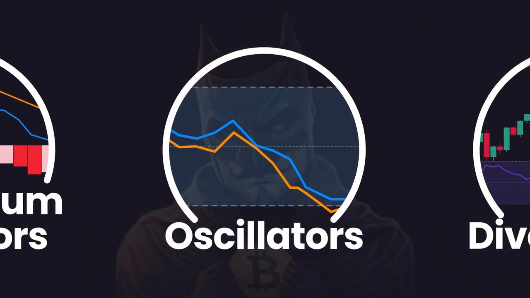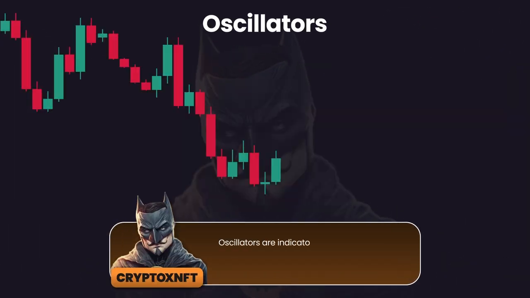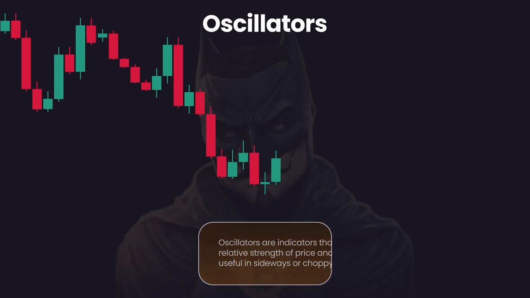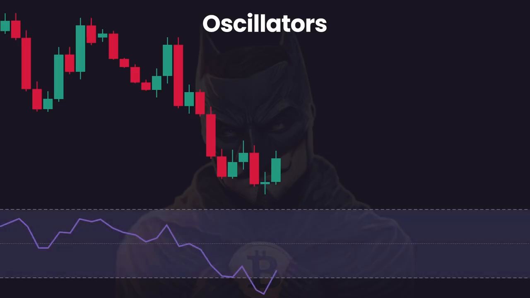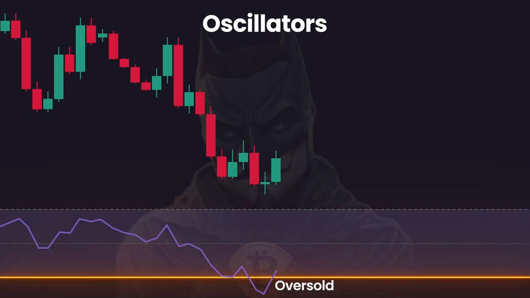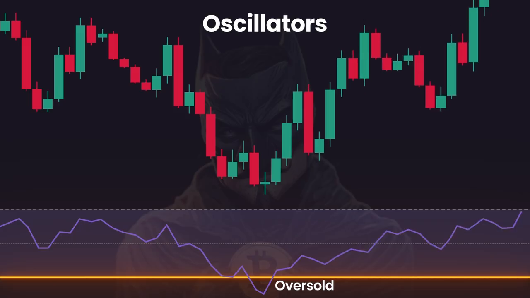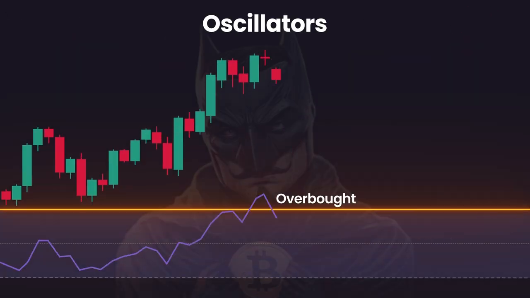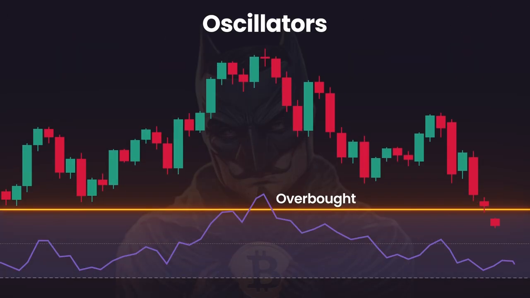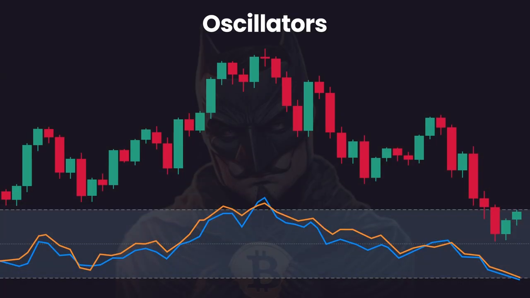Oscillators. Oscillators are indicators that measure the relative strength of price and are often more useful in sideways or choppy markets. Two of the most common oscillators are RSI and stochastic. If RSI moves into the oversold area, traders may start looking for a move upward. If it enters the overbought area, traders may expect a move downward. The same concept applies to stochastic, where traders look at extreme levels and crossovers for possible reversal signals.